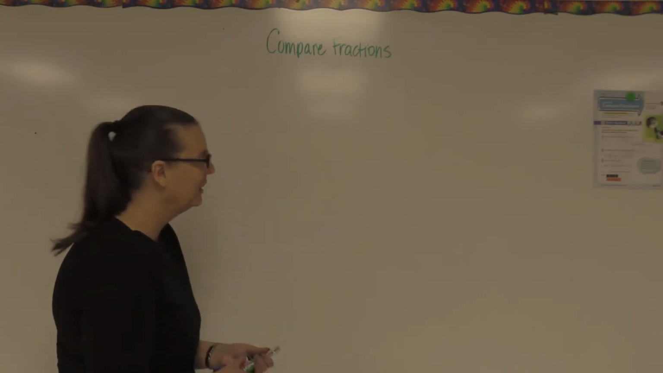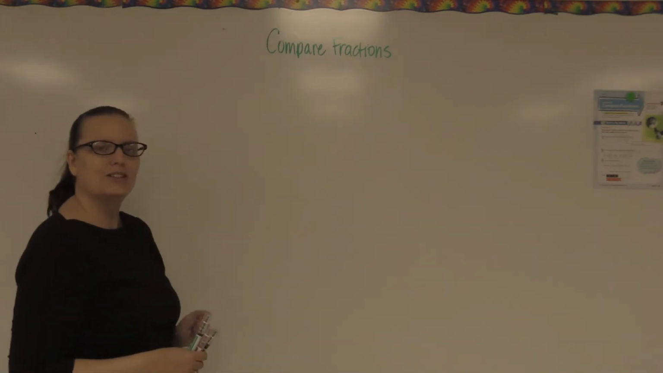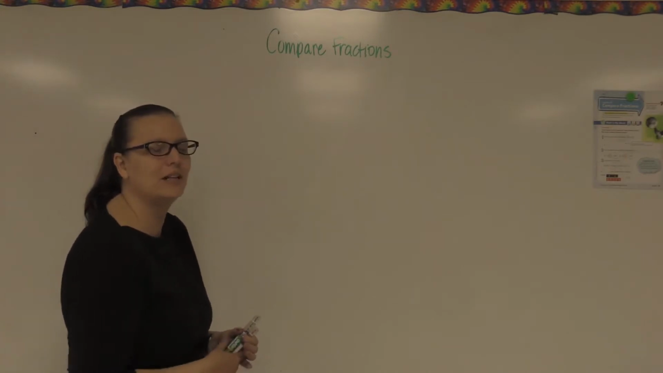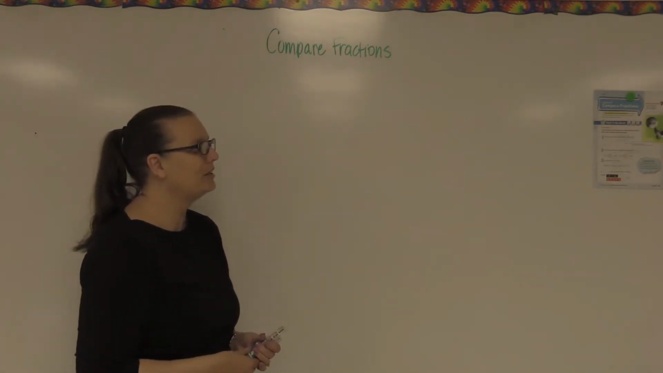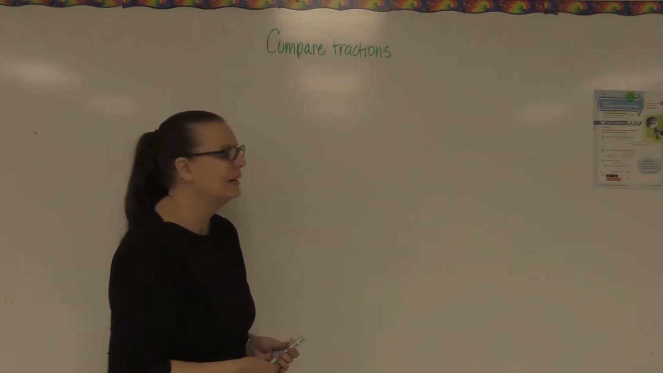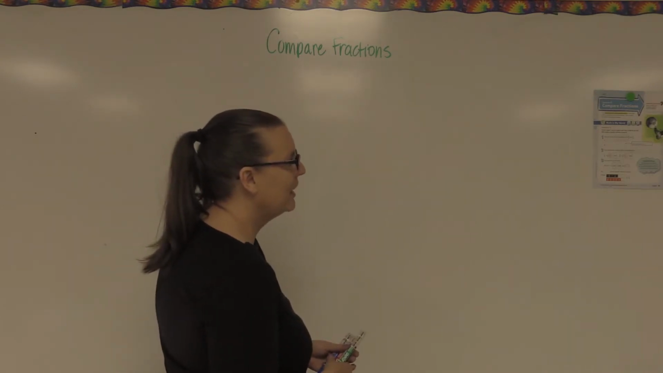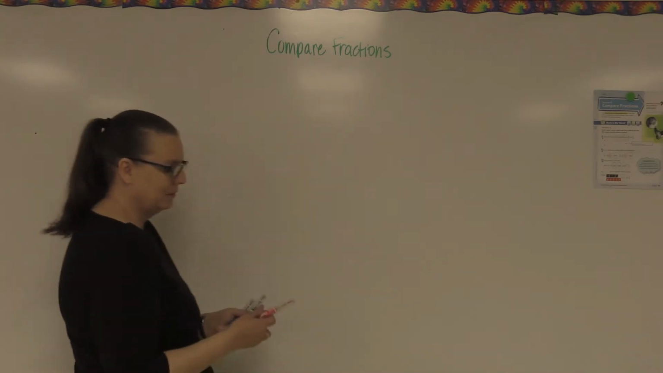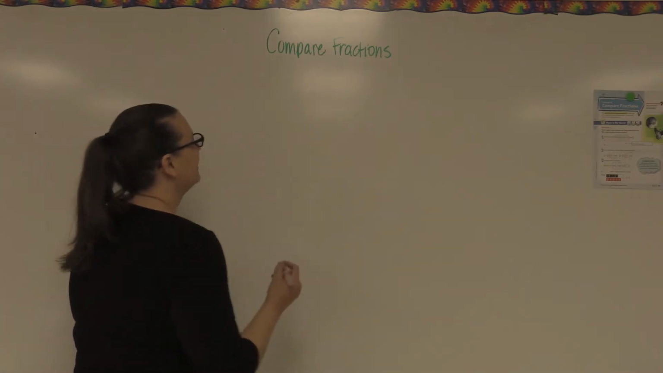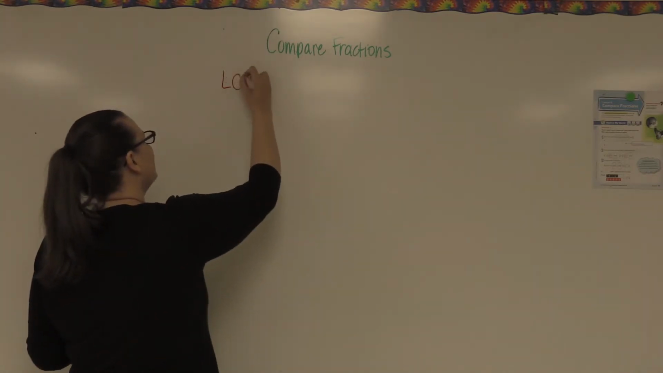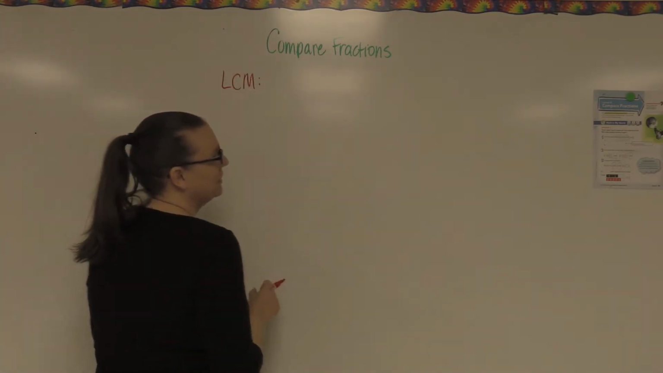So when you are comparing fractions, you have to make sure that you have a common denominator. Now there are several ways for us to figure out a common denominator. The first way would be to find the least common multiple. Well, we just practiced that in our last lesson. So you can use LCM, least common multiple.